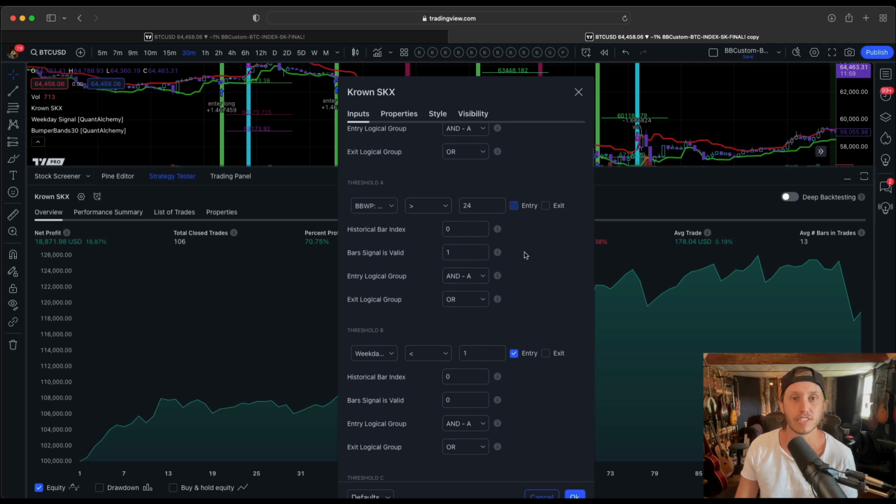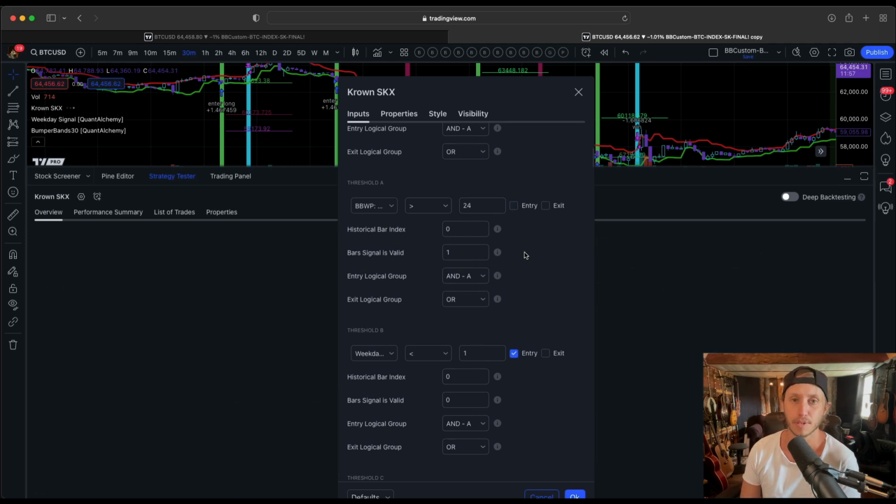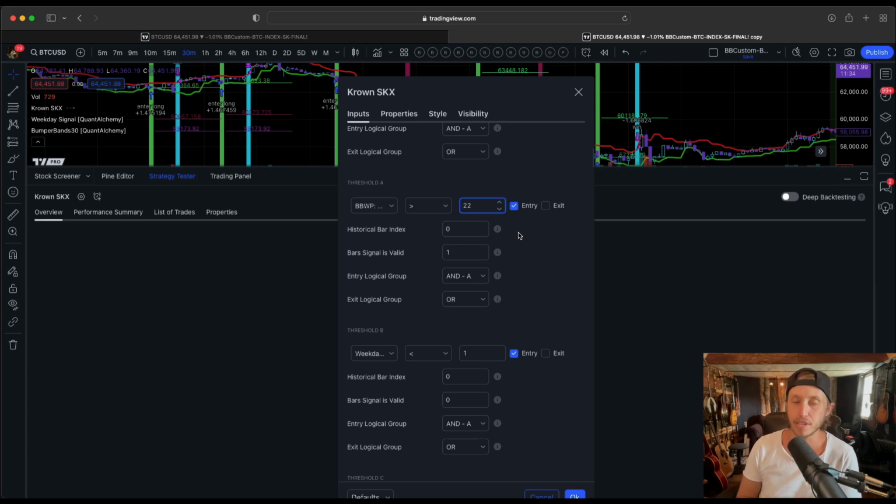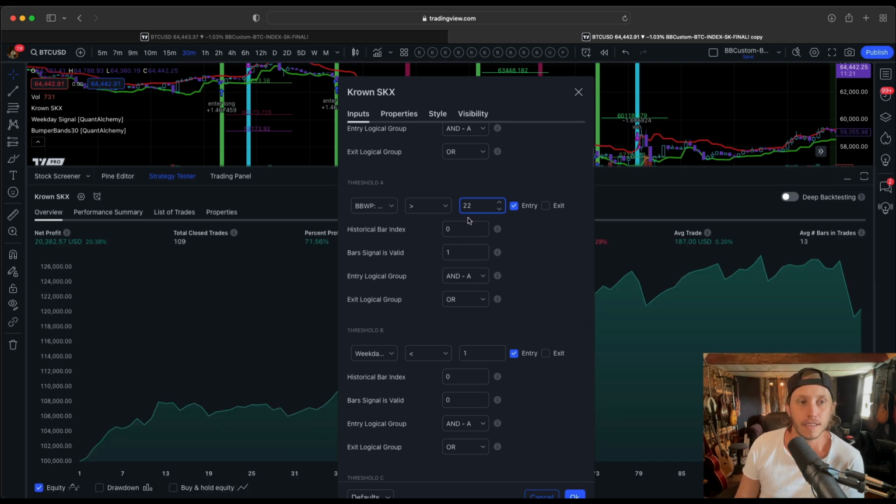Okay, the other things that we could look at optimizing would be BBWP threshold. Let's even just take it off and see where we're at without the BBWP threshold. Okay, so it's a bit worse without the BBWP. We're going to leave that on, but we're going to make it a little bit more lenient. See if we can beat about 18%. Yep, so you can see that actually brought our net profit up a good bit.